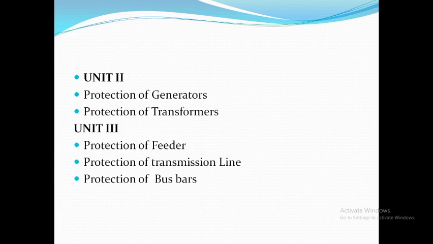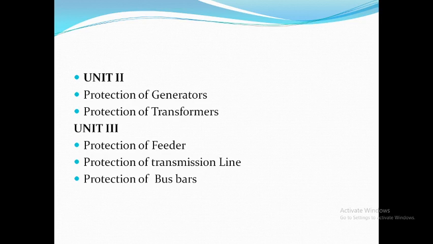In Unit 2, we are going to study about protection of generators. How we are going to protect our generators from stator faults, from rotor faults, and also how we are going to protect our transformers. What is the relay used to protect the transformers? Basically, Buchholz relay and Merz-Price protection scheme we will use for the protection of transformers. That comes under Unit 2.